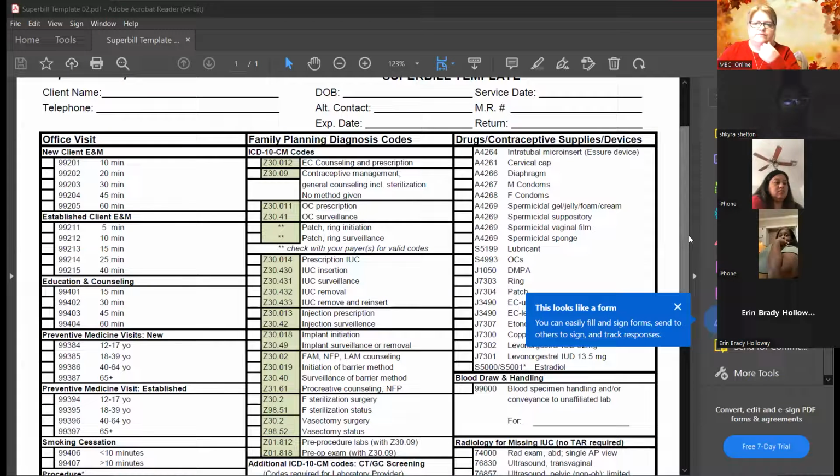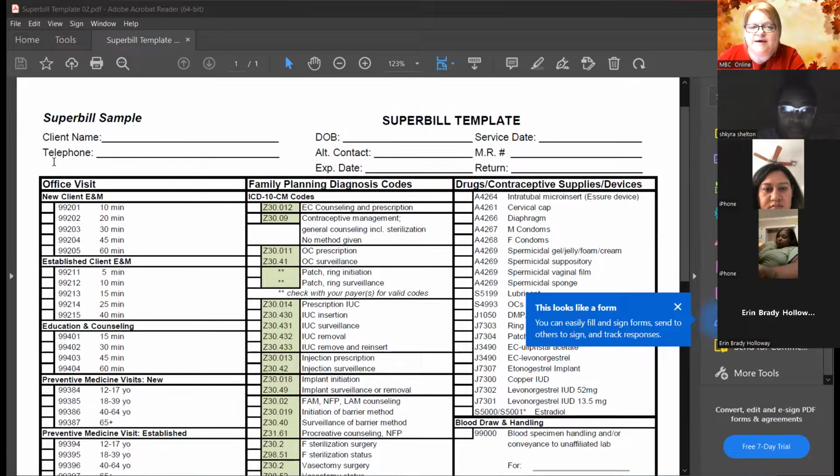So as they're seeing a patient, they would have this super bill. The nurse or nurse practitioner or nurse's assistant, whoever in the office handled that super bill, would fill it out and then send it to our coder. And as y'all can see, can y'all see it, by the way? You'll see this document? Okay. It's basically a template, a super bill template for a family planning doctor's office, okay?